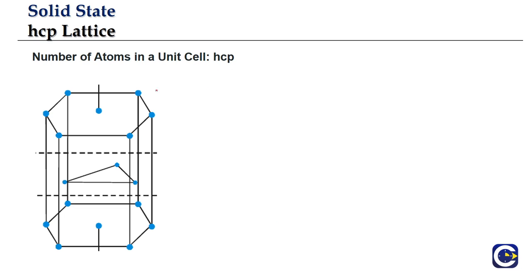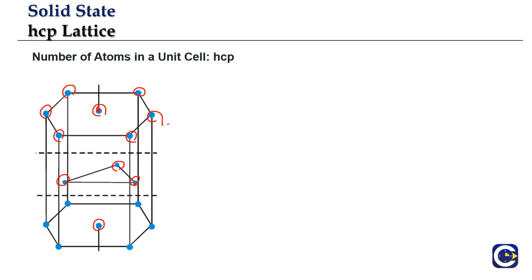If you look at an HCP unit cell, this is how it is going to appear. We will be having the corners of the hexagonal cylinder. Each corner will be occupied by one atom, and at the face center of the hexagonal planes we'll have one atom each, and inside the body we'll be having 3 atoms.